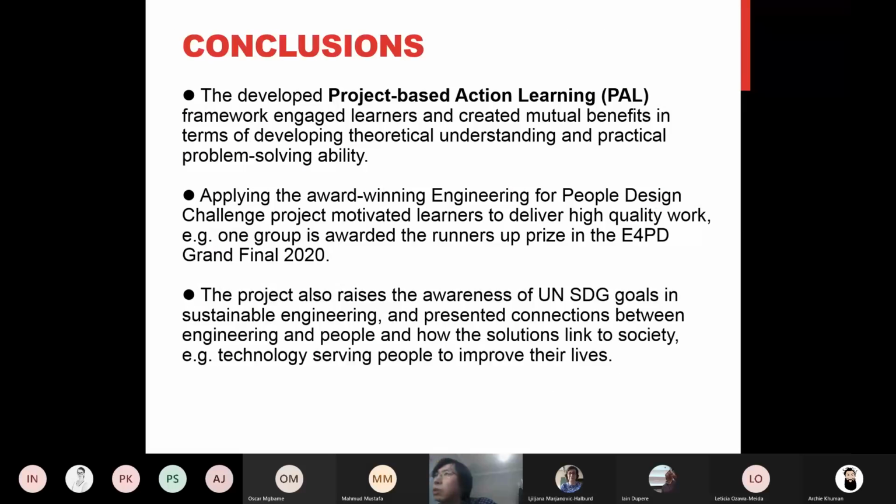So to quickly conclude, actually we found that the framework used can engage learners and make sure they are able to deliver high quality work because they are highly motivated by this kind of national competition activity. And it also raises awareness of the UN SDG goals, as Leticia said, and also lets them know the responsibility of the engineer to society.